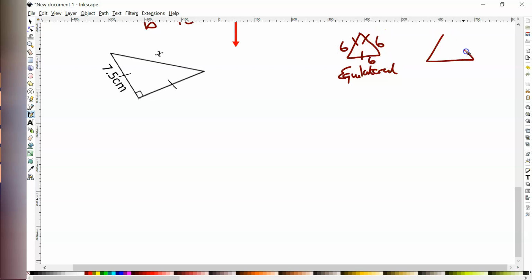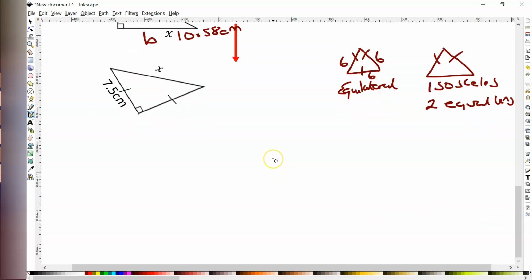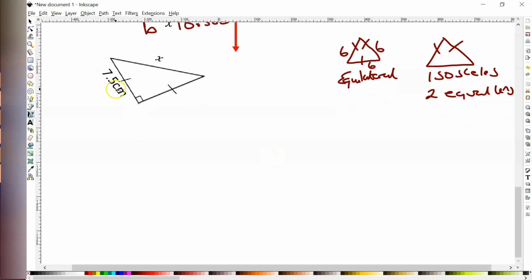Now, what if you have what we have here? That would be an isosceles. And what do you know about isosceles? It would have 2 equal lengths. So 2 sides will be the same. So in this case, this side is 7.5, this is also 7.5, and we will have, so where's C? C is X. Okay, so this is C, that's A, and that's B.